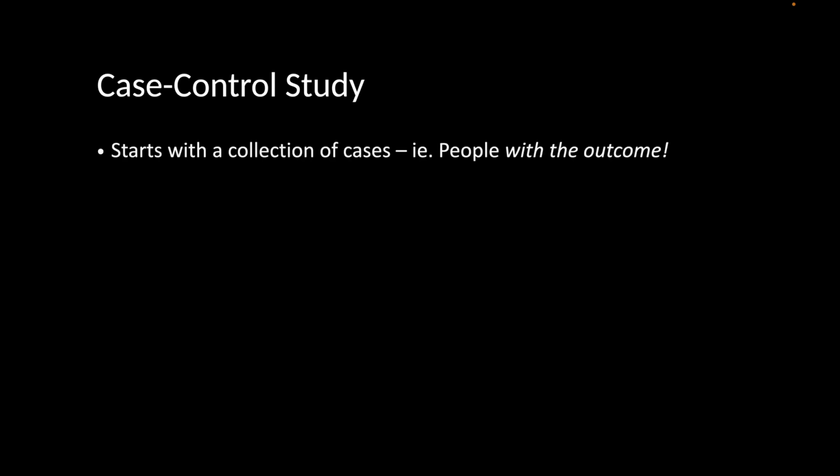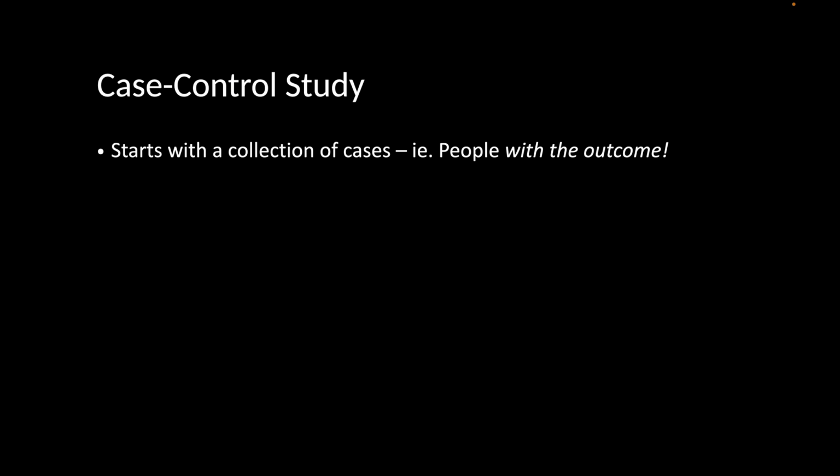Now, let's move on to case control trials. So this is a really important kind of study design that is often misunderstood and poo-pooed by people who I think tend to misunderstand it. It can be incredibly powerful, and I'll explain why in a minute. But the idea of a case control trial is that you start with a collection of cases. So you start at the end. You start with the people who have the outcome already that you're interested in.